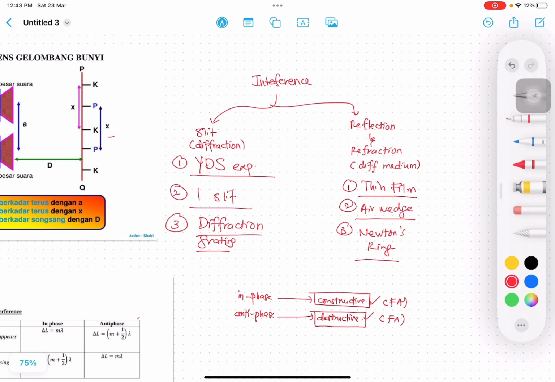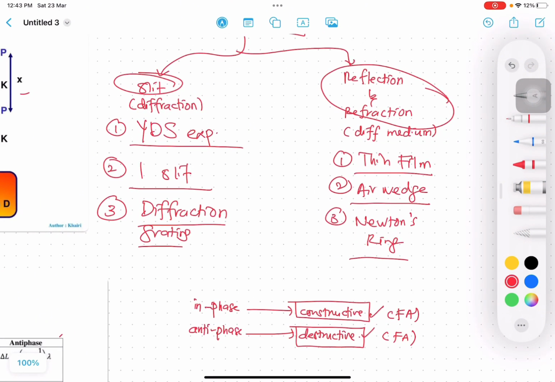Basically we have two major parts: the slit, which covers interference and diffraction, and reflection and refraction in different media. In the slit we have Young's double slit experiment, single slit, and diffraction grating. Whereas for reflection and refraction we have thin film, wedge, and Newton's rings.